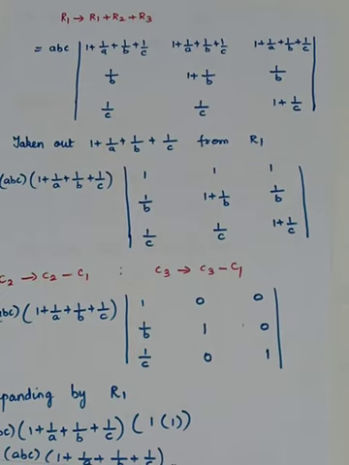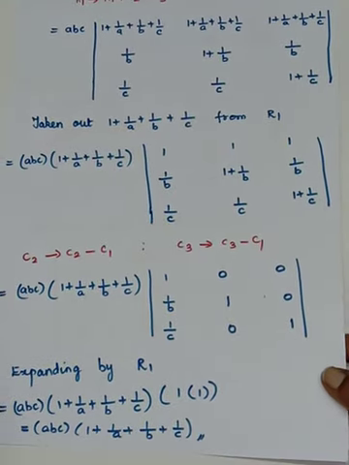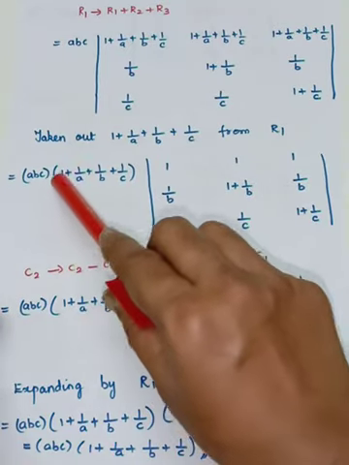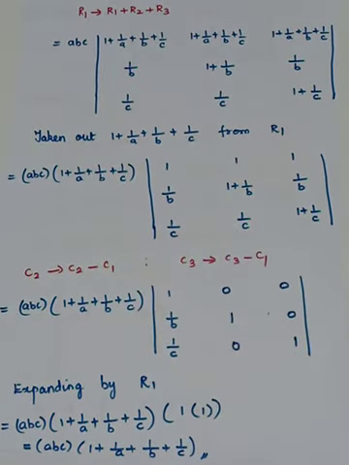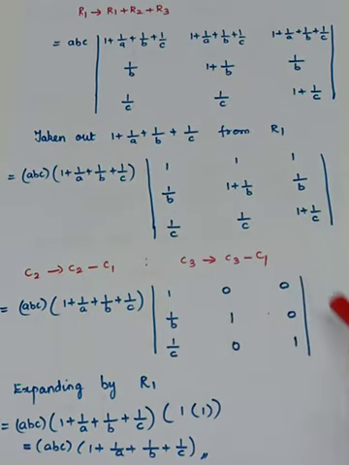Okay, so it has to be taken out. The same element has to be taken out from R1. So you will have already ABC is out. So ABC into 1 plus 1 by A plus 1 by B plus 1 by C. So the elements of R1 are 1, 1, 1. So here if you expand by R1 you can get the answer.